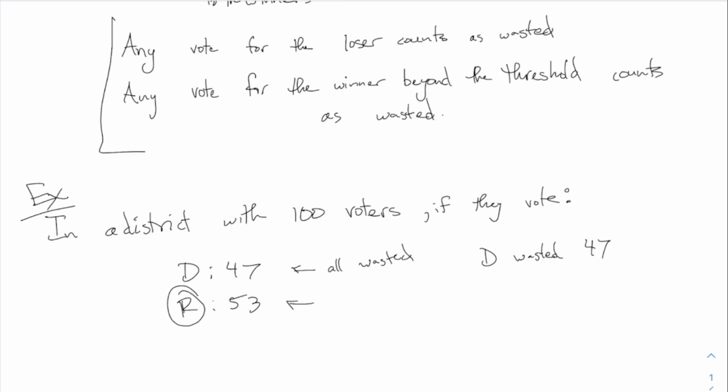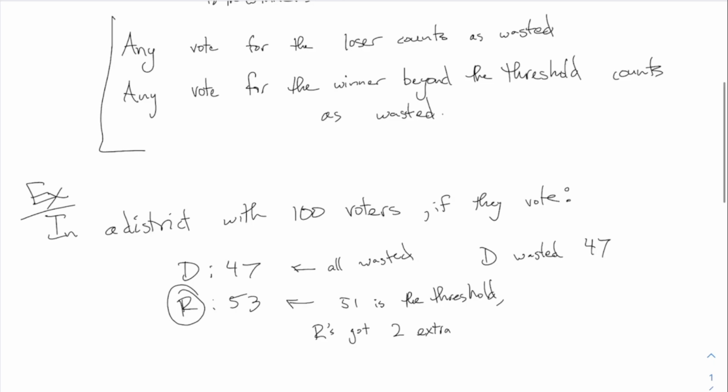Can somebody say what's the threshold to win in this case? If there are 100 voters, how many do you need to win? 51. Yeah, 51 is how many you need to win in this particular case. 50 would be a tie. In order to win, you need 51. And so, how many wasted here? I would say 51 is the threshold, and the R's got 2 extra, right? And so they wasted 2. That's the way that this works. So the D's wasted 2. All right?